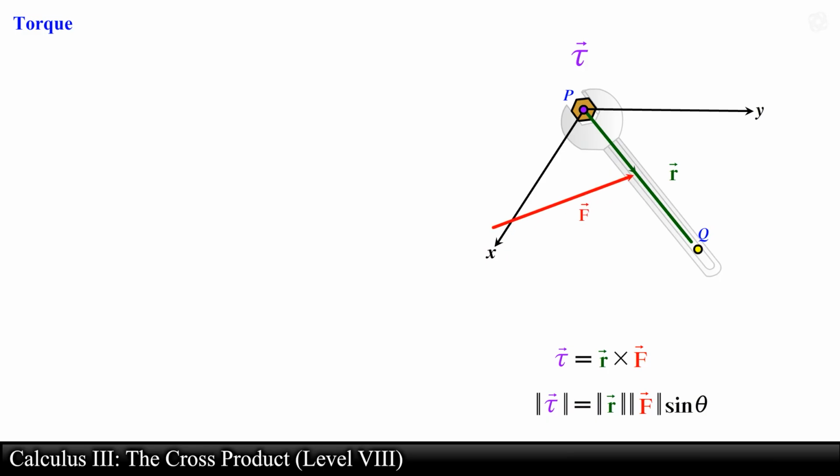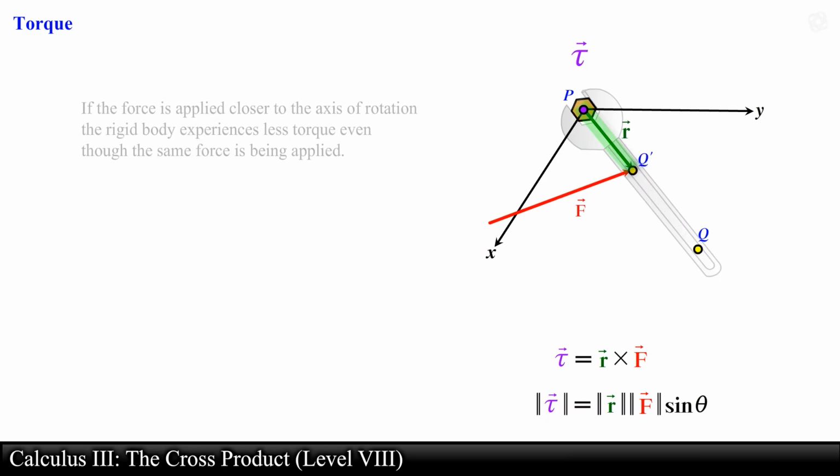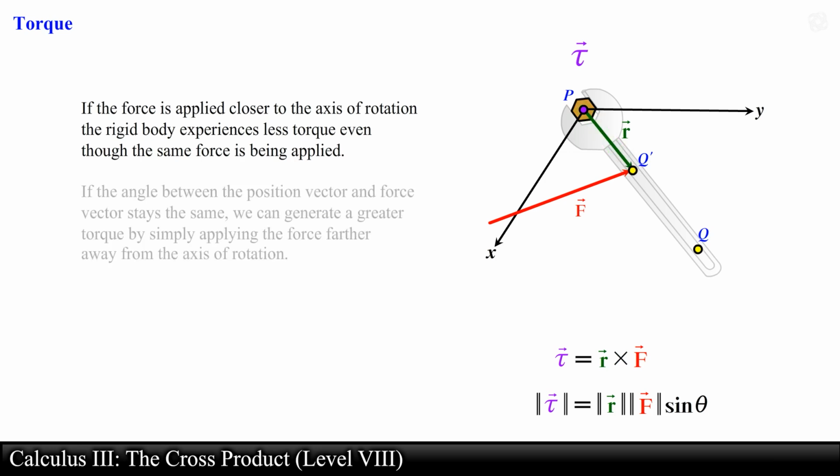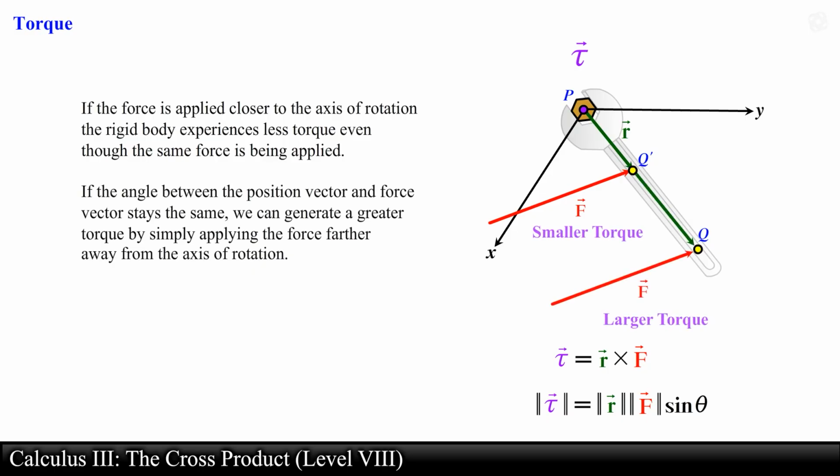Notice that if the force is applied closer to the axis of rotation, the rigid body experiences less torque, even though the same force is being applied. If the angle between the position vector and force vector stays the same, we can generate a greater torque by simply applying the force further away from the axis of rotation.